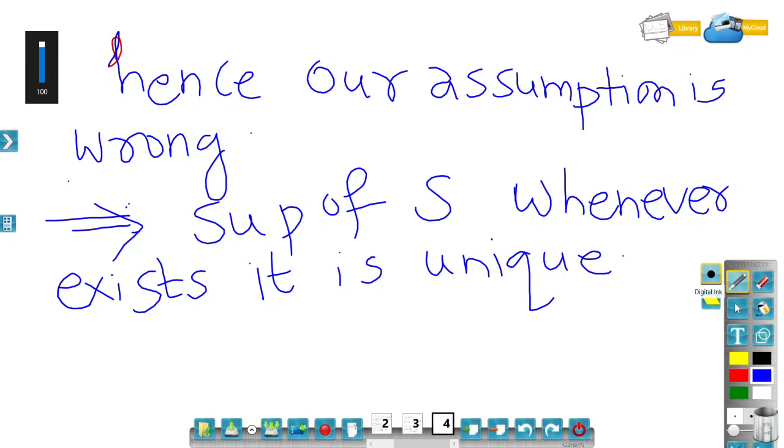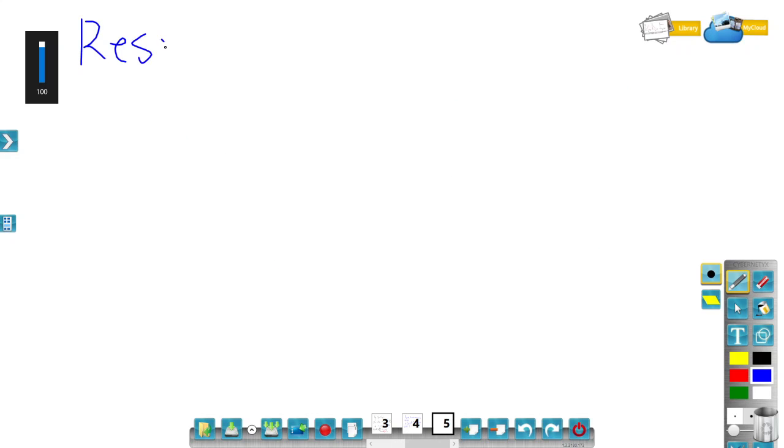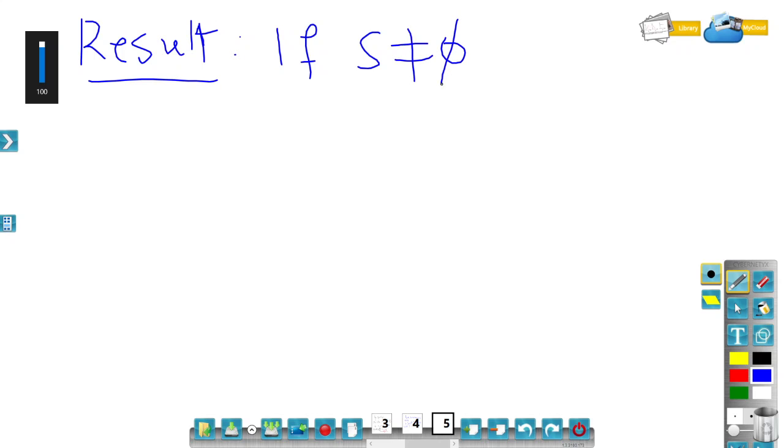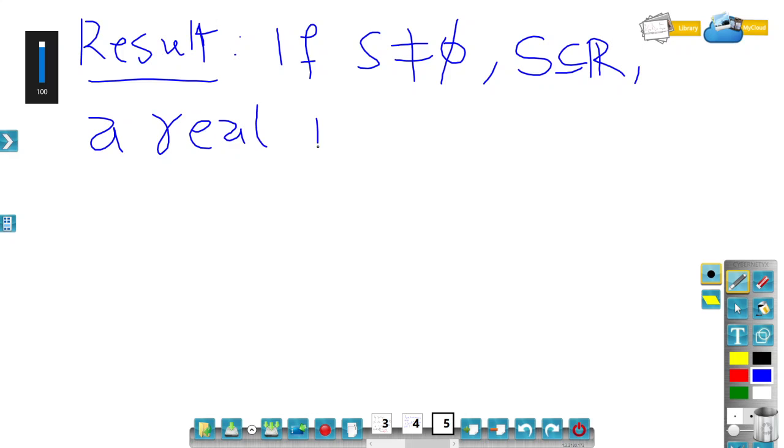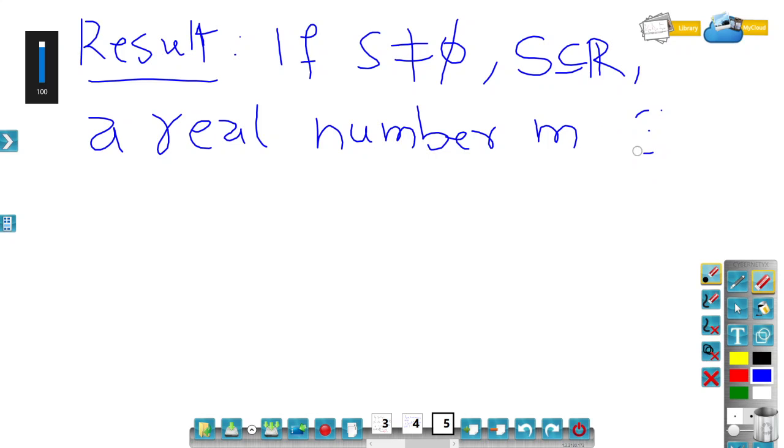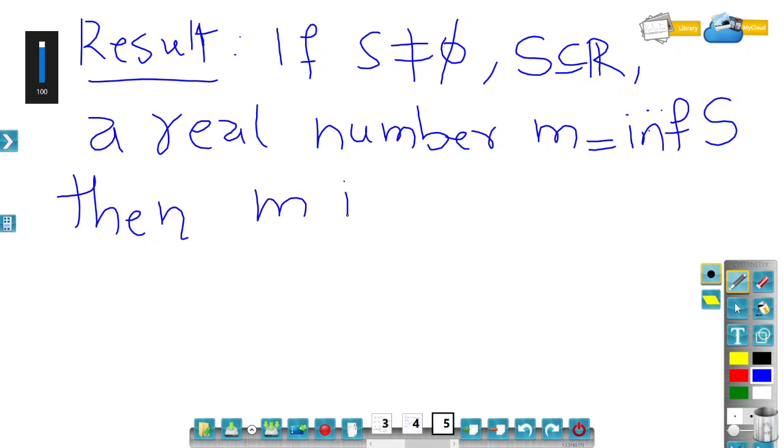So let me write down that result. If S is non-empty, S subset of R, a real number small m is equal to infimum of S, then m is unique.